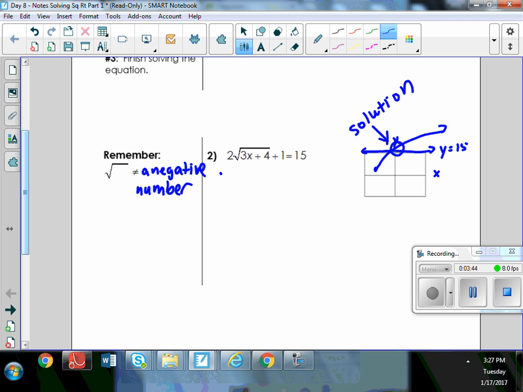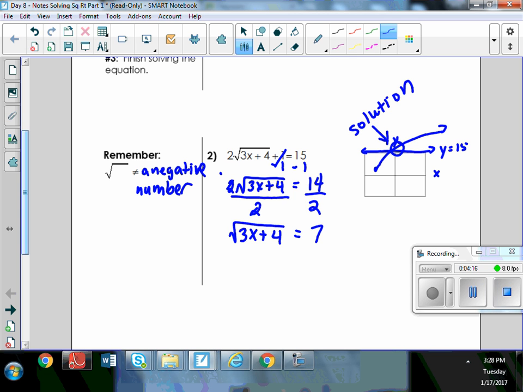So now we're going to solve it algebraically. So if I'm following PEMDAS backwards, what would I do first to isolate the square root? Good, subtract 1. So I took care of the addition or subtraction. Now I need to look for multiplication or division. What would I do next? Good, divide by 2. It cancels out. And so I'm left with the square root of 3x plus 4 equals 7.